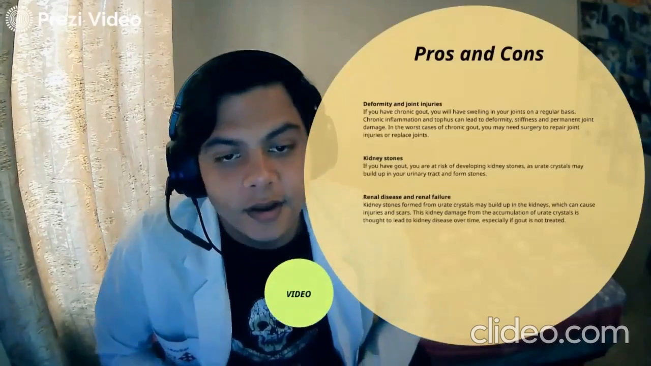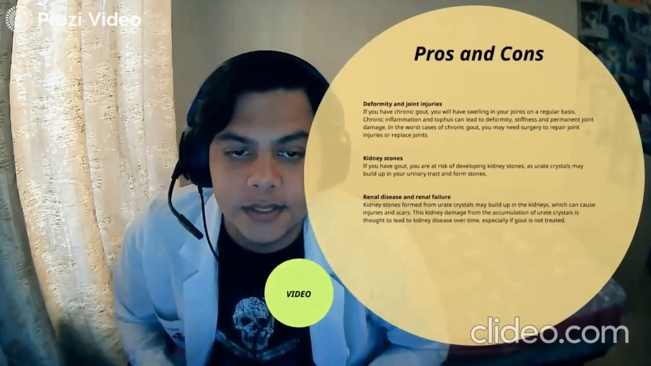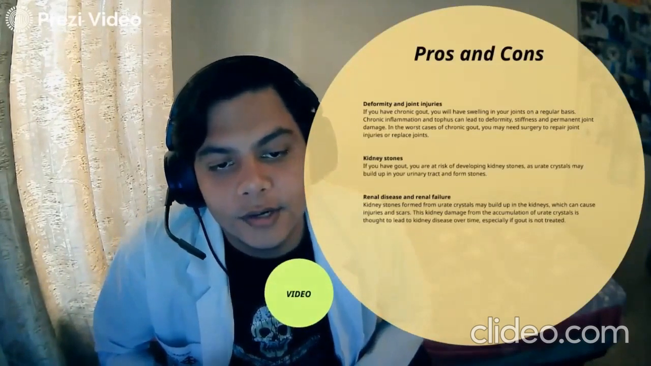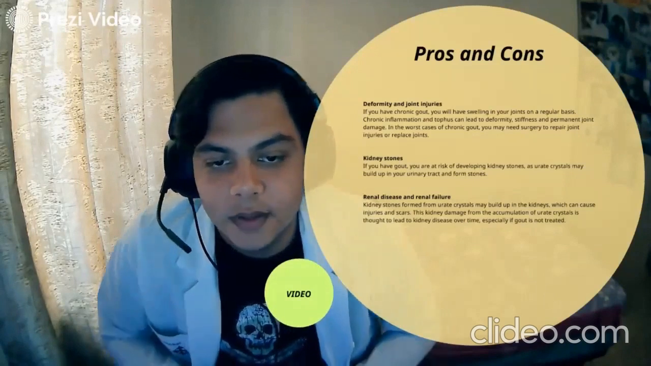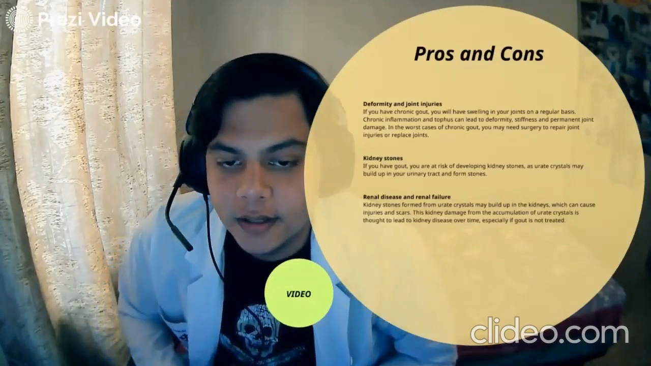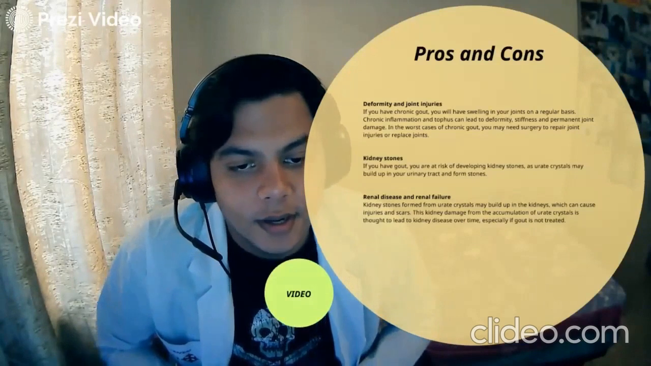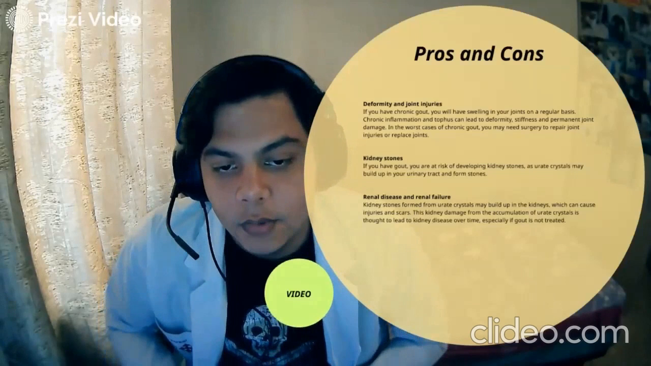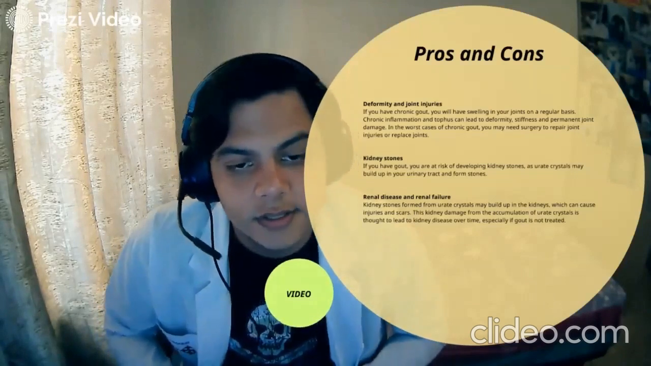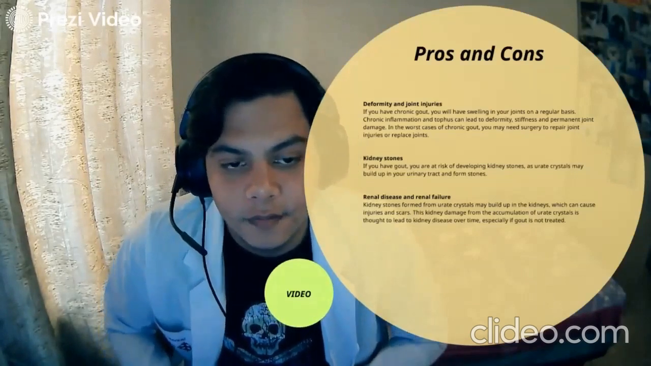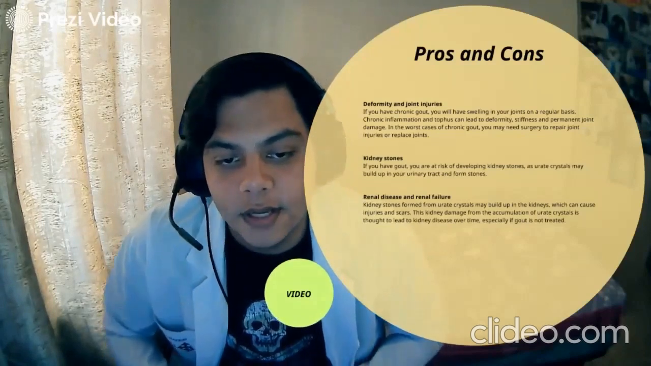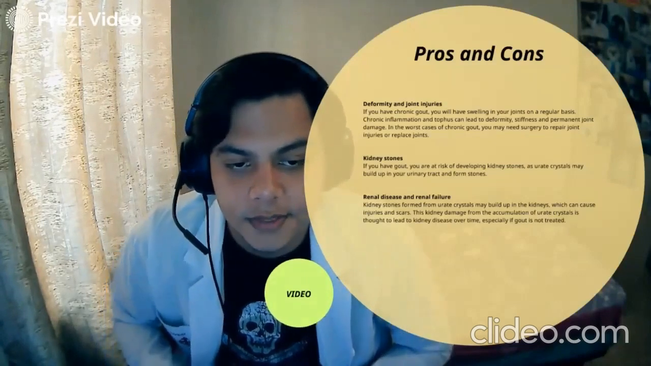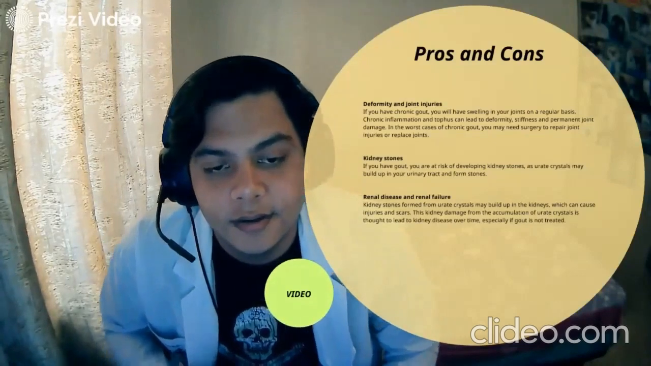The kidney stones. If you have gout, you have a risk of developing kidney stones, as urate crystals may build up in your urinary tract and form stones. Renal disease and renal failure. Kidney stones formed by the urate crystals may build up in your kidneys, which can cause injuries and scars. This kidney damage from urate crystal accumulation can lead to kidney disease over time, especially if gout is not treated.